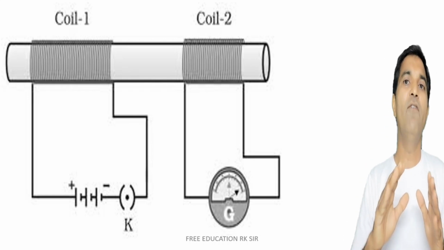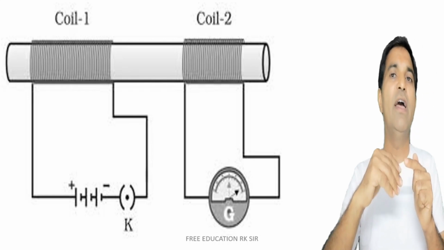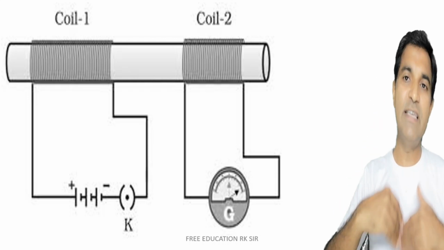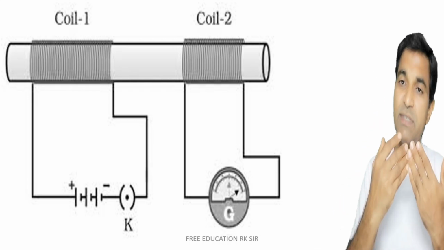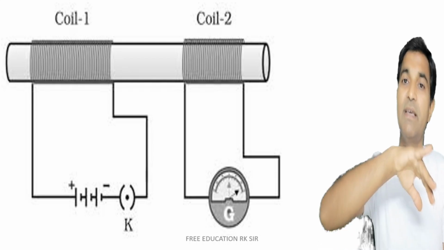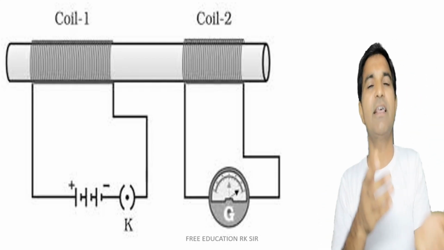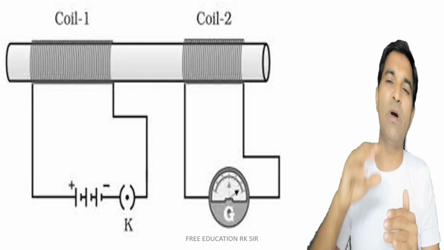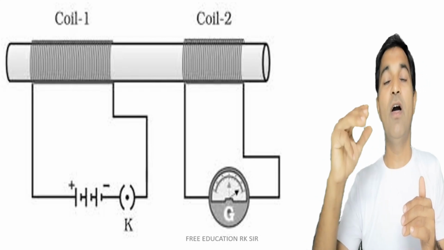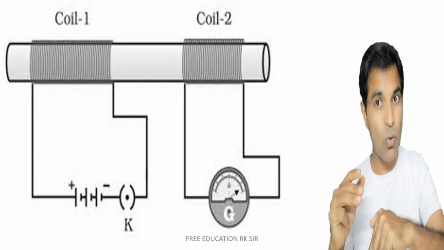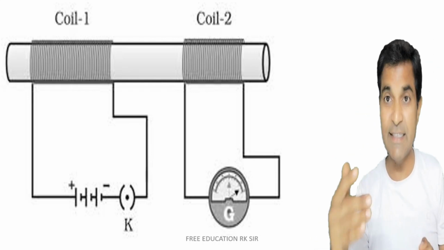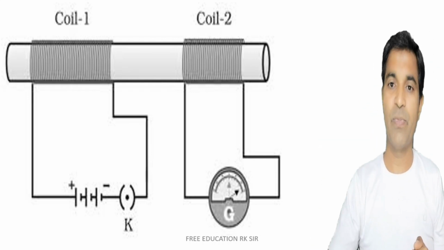In short, whenever there is a flow of electricity and this produces magnetism in coil 1, this magnetism links or associates with coil number 2, and this association of the magnetism of coil number 1 towards coil number 2 induces electricity in coil number 2.